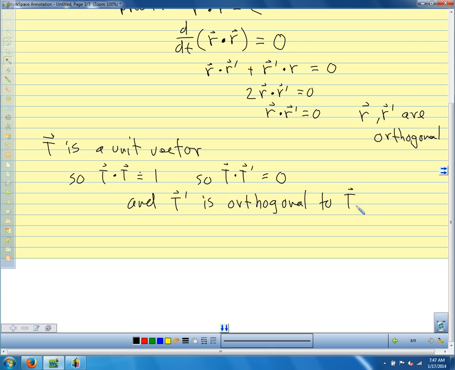So we normalize t prime. We're going to normalize t prime to find what we call our principal unit normal vector. And I'm going to switch the page here. Because t is a unit vector, t dot t equals 1, so t dot t prime is 0. That tells us that t prime is normal to t. And we're going to normalize t prime and define that as our principal unit normal vector.